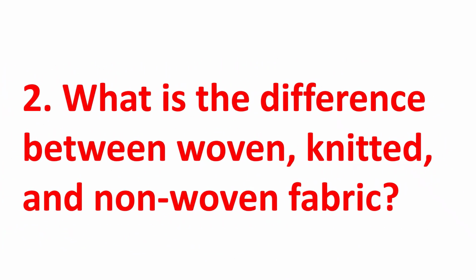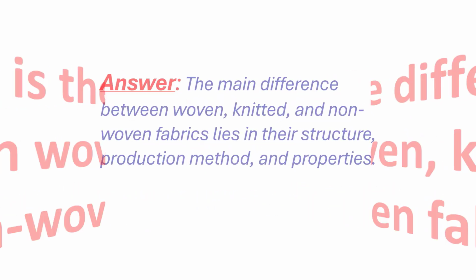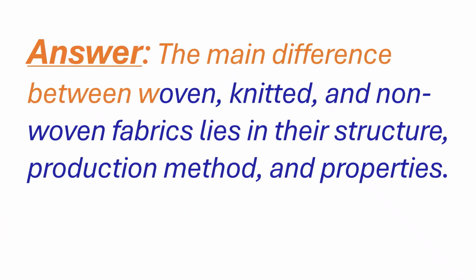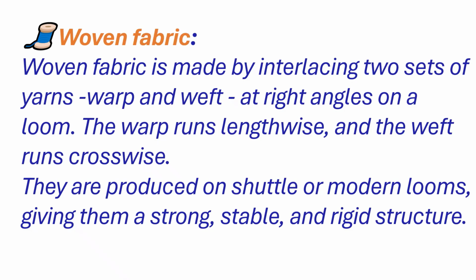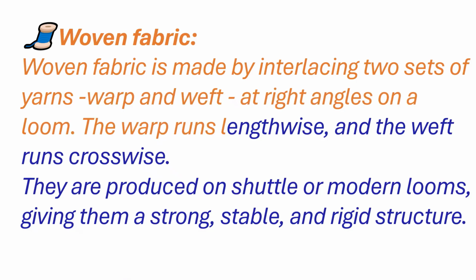Second question. What is the difference between woven, knitted and non-woven fabric? The main difference between woven, knitted and non-woven fabrics lies in their structure, production method and properties. Woven fabric. Woven fabric is made by interlacing two sets of yarns, warp and weft, at right angles on a loom. The warp runs lengthwise and the weft runs crosswise.